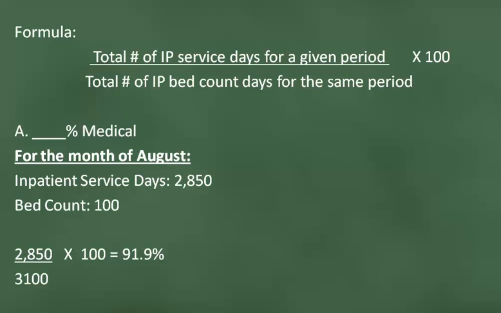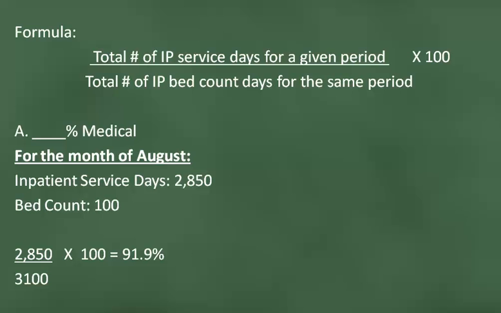Do we know the total number of inpatient bed count days for that same period? Well, we're told that the bed count for the medical unit during the month of August is 100. But remember that bed count is a unit of measure that describes the number of beds available in the facility on any given day. So when you hear bed count, unless you're told that it's for a specific number of days, it's looking at one specific day. So that 100 could have been for any day in August, but we need it to be for the whole month of August.